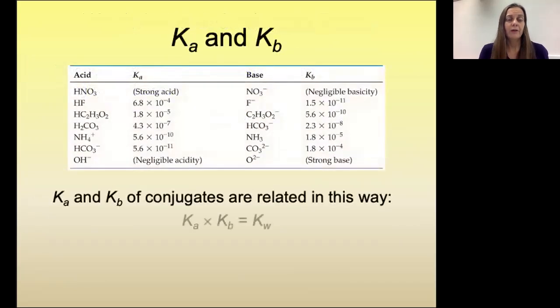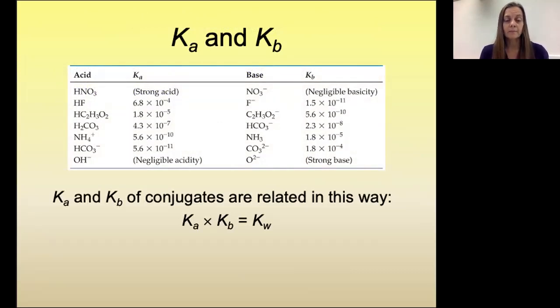So if we look at Ka and Kb of conjugate pairs, the Kb of the conjugate base times the Ka of the acid is equal to Kw. So this means that they are inversely proportional. As Ka gets larger, so the acid gets stronger, Kb gets smaller. As Ka gets smaller, so the acid gets weaker, Kb of the conjugate base gets larger, so it becomes a stronger base.